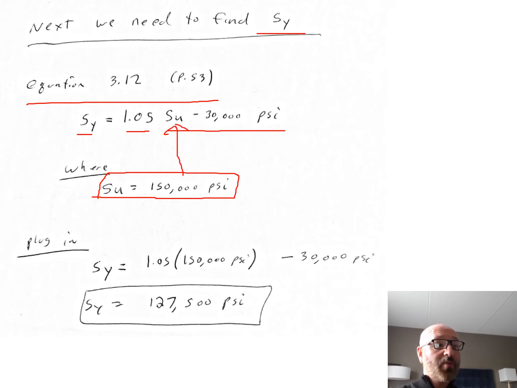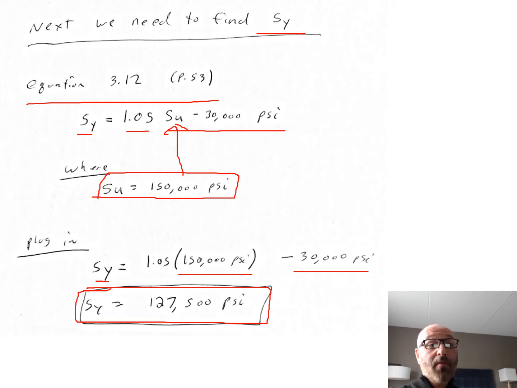Now we can see that SY is equal to 1.05 times 150,000 PSI minus 30,000 PSI. We plug it in, and we find our SY is equal to 127,500 PSI. So that's how we can utilize those two relationships on page 53 in our textbook in order to find our SU and our SY for a steel of a known Brinell hardness.